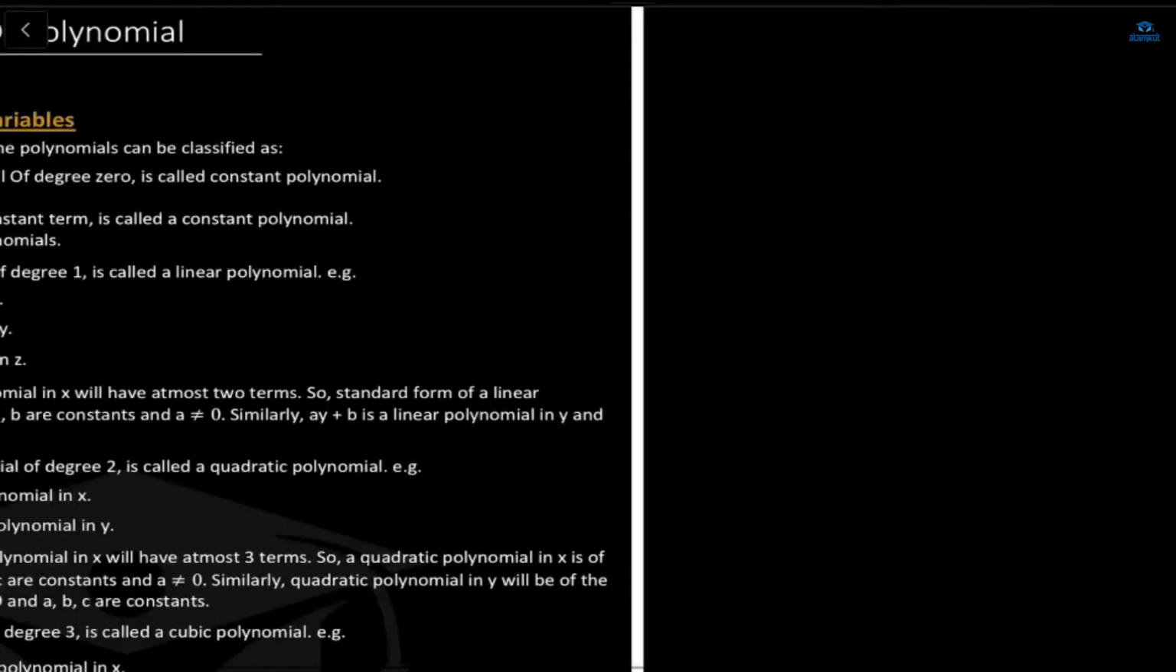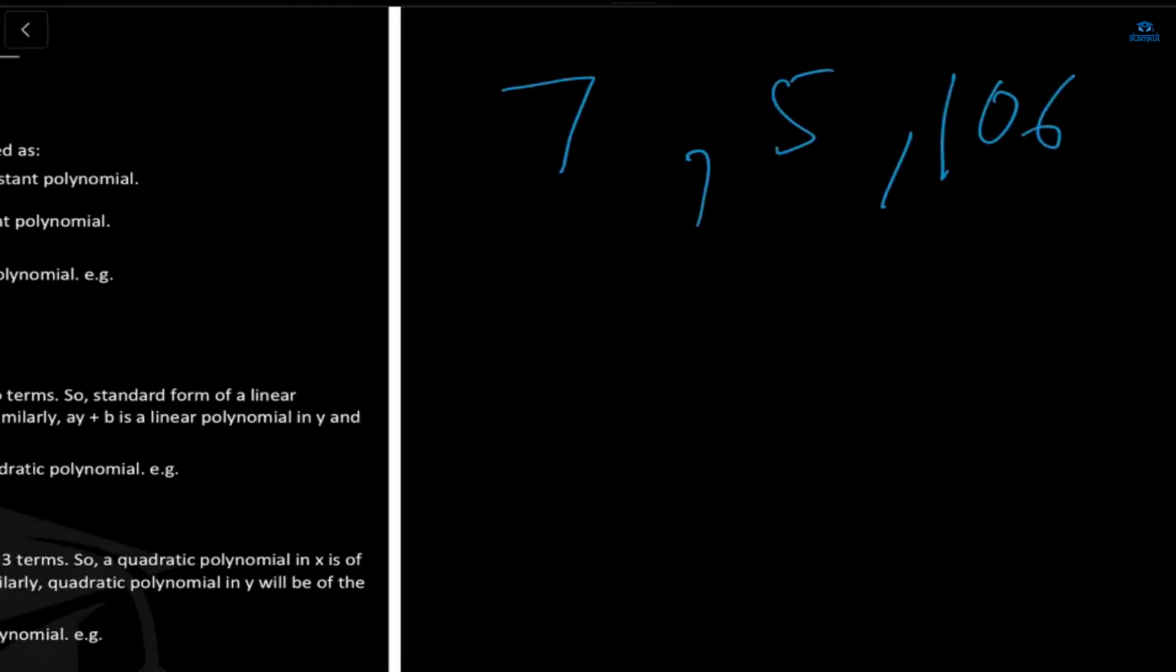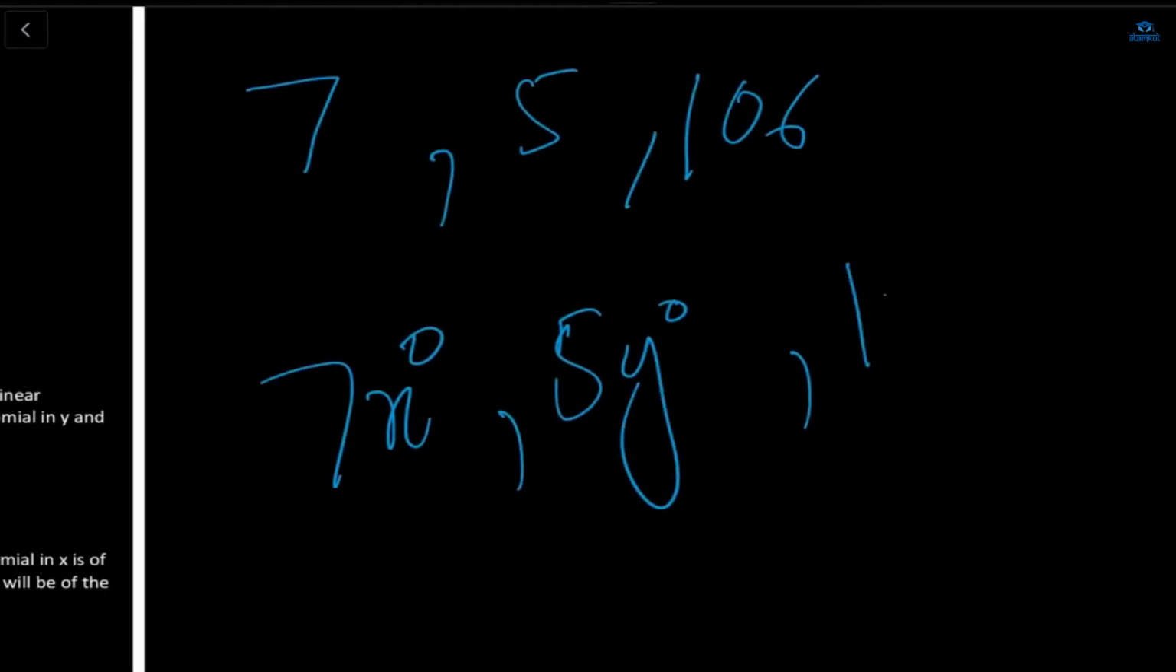This is a constant term. 5, this is a constant term. 106, it is a constant term. So it is a constant polynomial, where the degree is 0, because whatever variable it is, it is hidden, you can say it is a hidden variable only, its degree is 0. You can write 7x to the power 0, 5y to the power 0, 106z to the power 0. Any variable you can take of your choice, and you can put the power of 0.